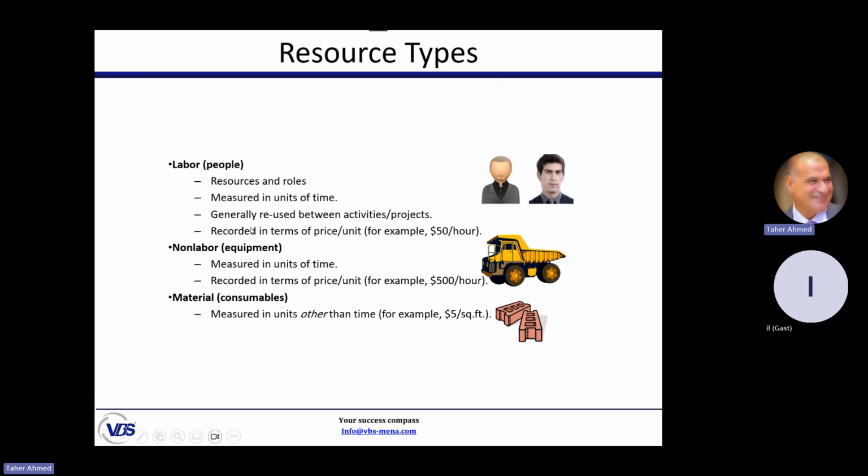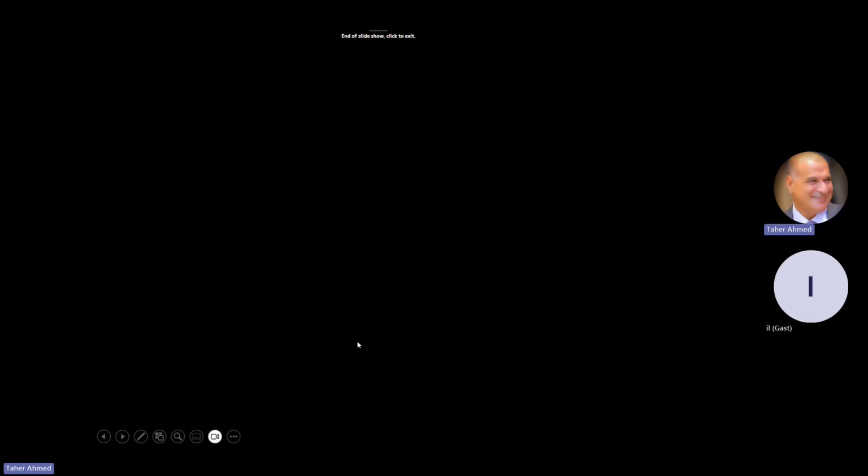Non-labor is the different name for equipment. It is measured in units of time, how many hours per day, and it has a cost per unit as labor. Finally, the third one is material, which represents the material needed to complete the work.